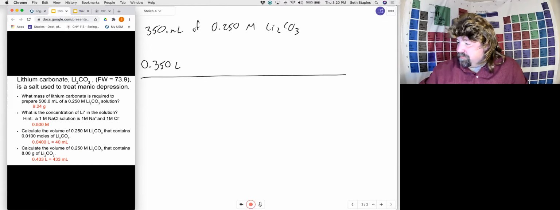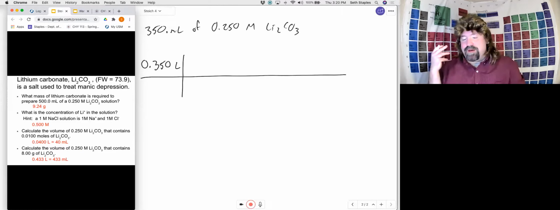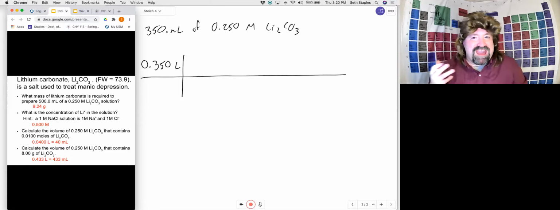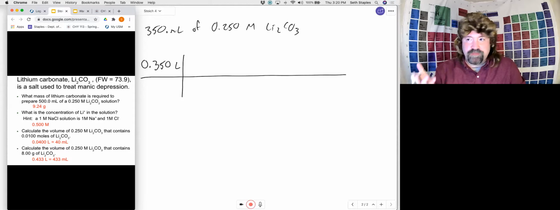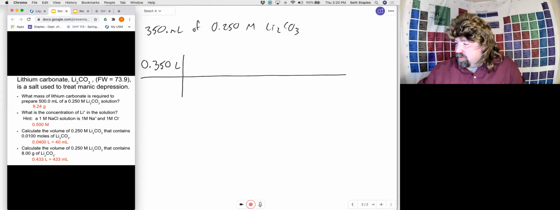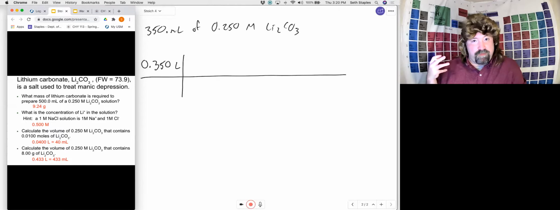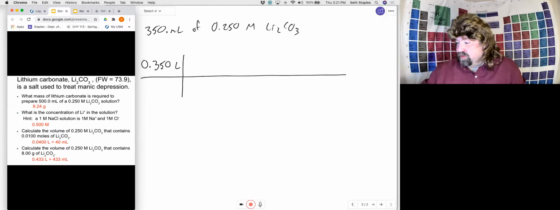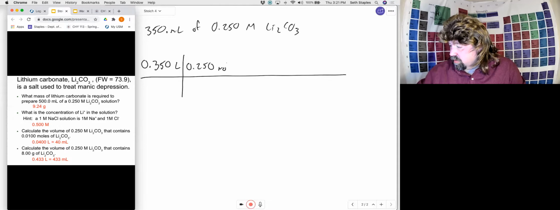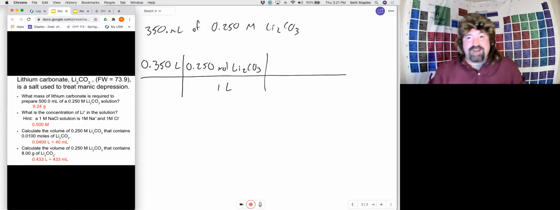For my next step, keeping in mind that our goal is to figure out how many grams of the solid lithium carbonate I need, I'm going to use the molarity. I'm going to use my liters and my molarity to convert to moles of lithium carbonate. So 0.250 moles of lithium carbonate per liter, because that's the very definition of molarity.